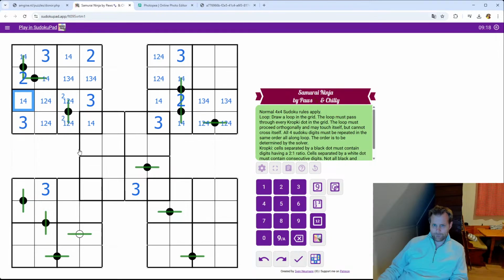And this is from 1 to 4 with a 2 on it. This is from 1, 4. So that makes this a 3. And this is from 1 to 4 with a 2 on it. This is from 1 to 4 with a 2 on it. This is from 1, 3, 4 with a 3 on it.